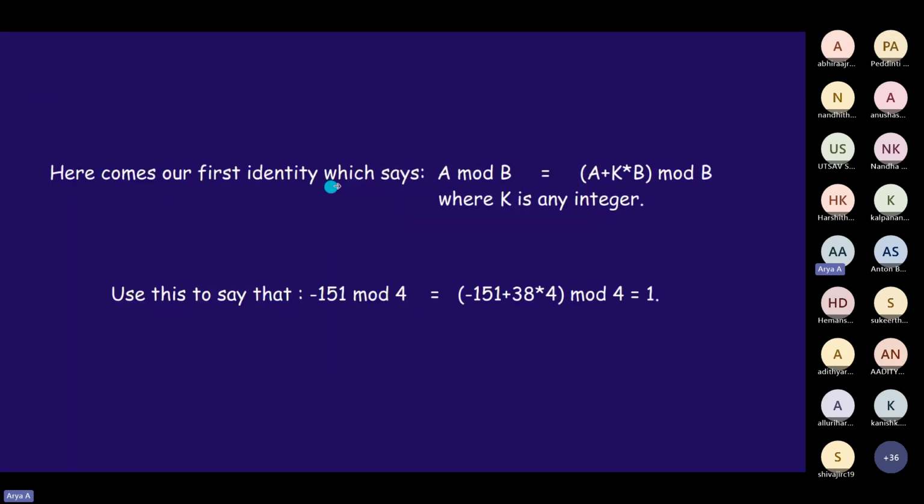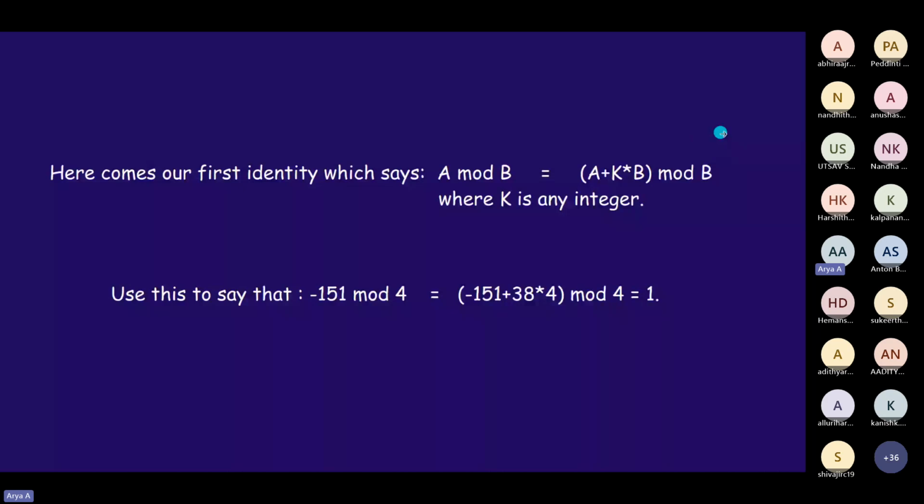So here comes our first identity, which says A mod B equals (A plus K times B) mod B, where K is any integer. What we are trying to say is that when I'm calculating A mod B, it doesn't matter if I add to it any multiple of B itself, because this part does not contribute anything towards the remainder. The remainder for this part is 0. So the remainder produced by this division and this division is the same. That's what this emphasizes.